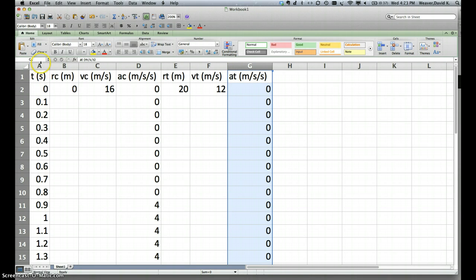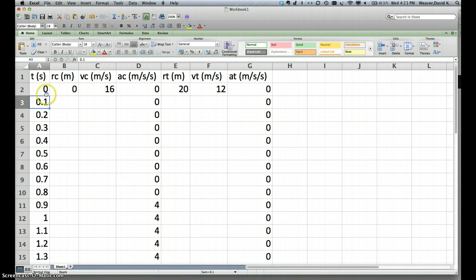The next thing I typically do is to deal with the time, and you have to read the problem to decide what time step makes the most sense. Since we have something happening after 0.8 seconds, I chose 0.1 seconds. And so I, of course, put in a 0, and then I put in a 0.1, and then I highlighted those two that contain the pattern. Then I went to the bottom right hand corner and dragged down. I don't know ahead of time how far I have to drag, so I just dragged down a bit.